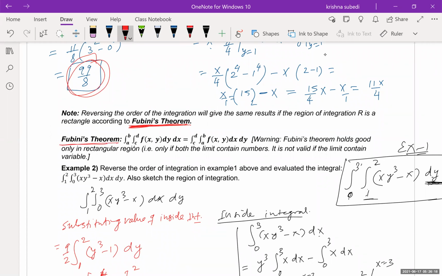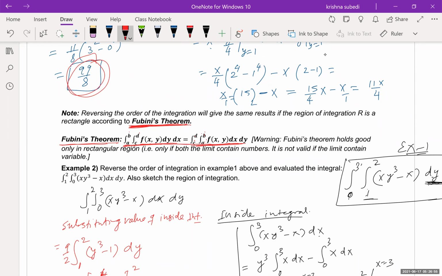Fubini's theorem tells us that the integral from a to b, c to d, f(x,y) dy dx, and now if we change the order to dx dy, they are equal provided the region of integration is a rectangle. What it means is all the limits are numbers, constants. If all the limits are constants, then this relation always works. But if the limits involve some variable, then this relation doesn't work.